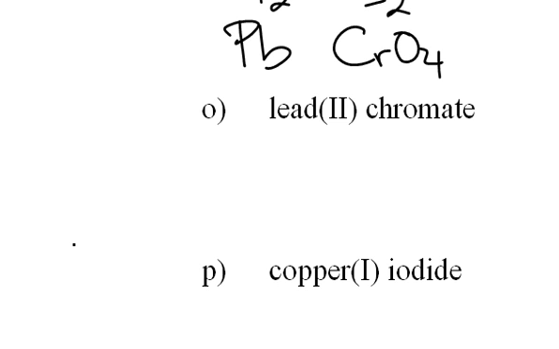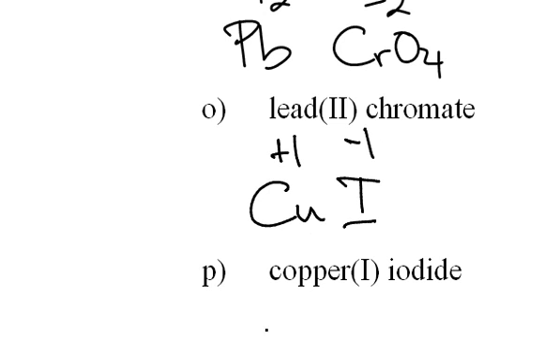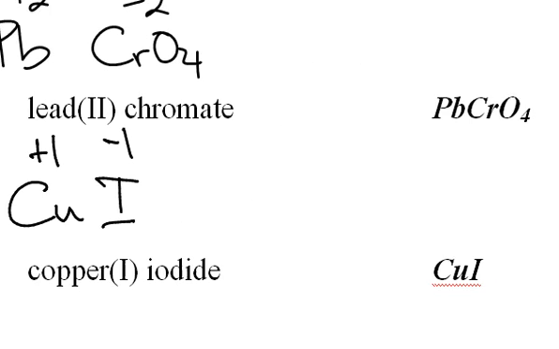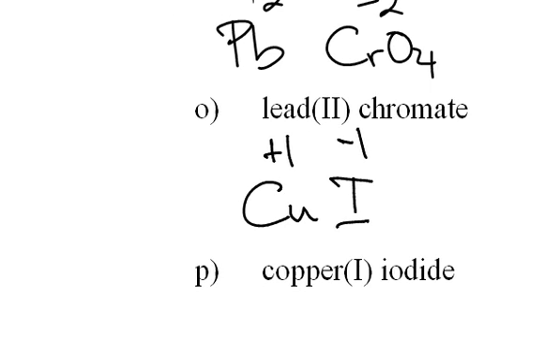Okay. Copper Roman numeral 1 iodide. So copper can either be +1 or +2. In this case, it's a +1. Iodine also has a -1, so CuI.